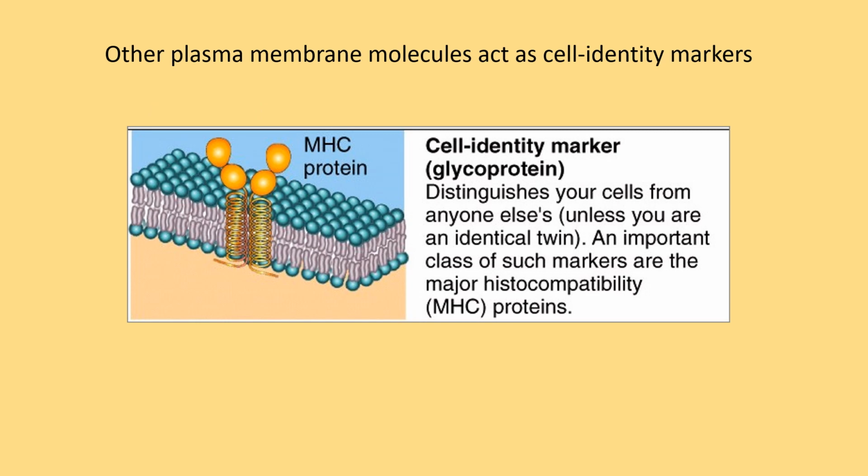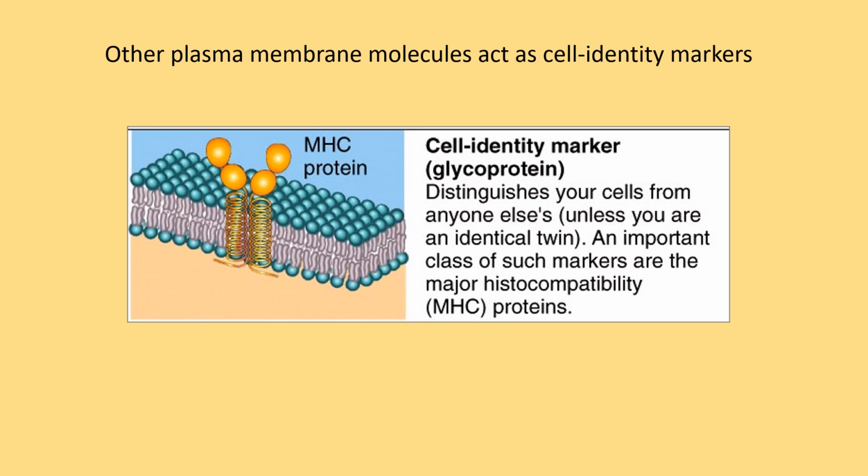An example of a cell identity marker is a glycoprotein called MHC, where MHC stands for major histocompatibility complex. It's also known as HLA, human leukocyte antigen. So all of your cells bear MHC in their plasma membrane. And your MHC is unique. No two people have the same MHC unless you are genetically identical twins. And so MHC allows your immune system cells to distinguish between your cells that belong in your body and other cells that don't belong in your body, like bacterial cells.